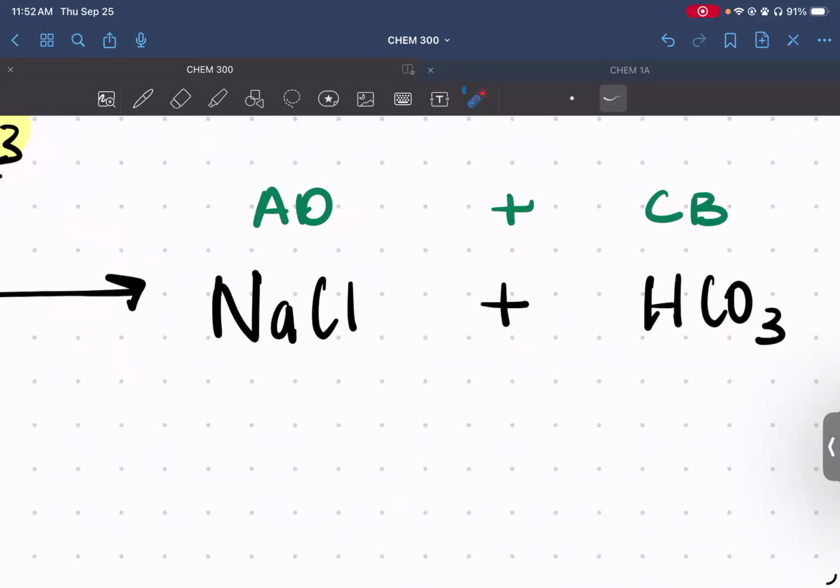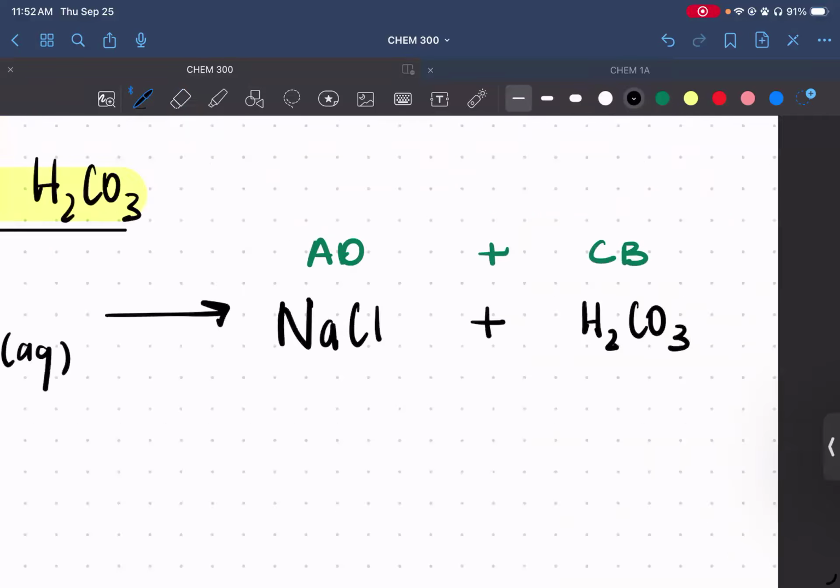Now that we've matched ions, now we're going to crisscross as needed. Sodium is +1, chlorine is -1, no crisscross needed. Hydrogen is +1, carbonate is -2. That's what tells us we will be crisscrossing. This answer is actually H2CO3.